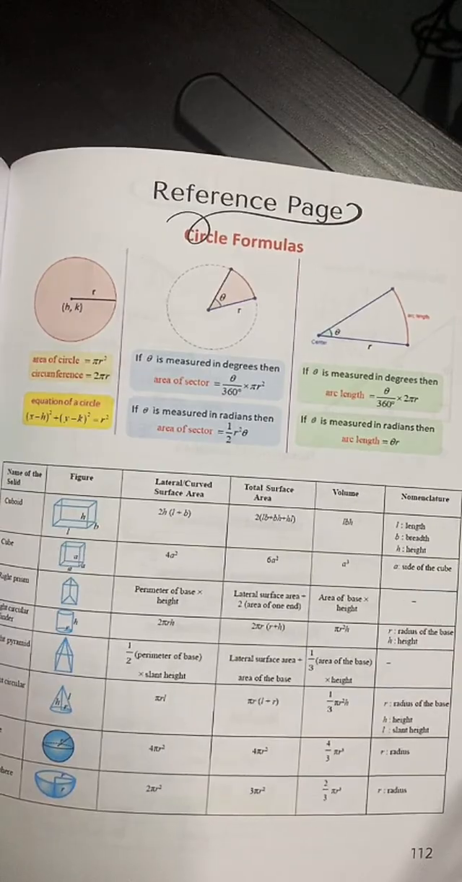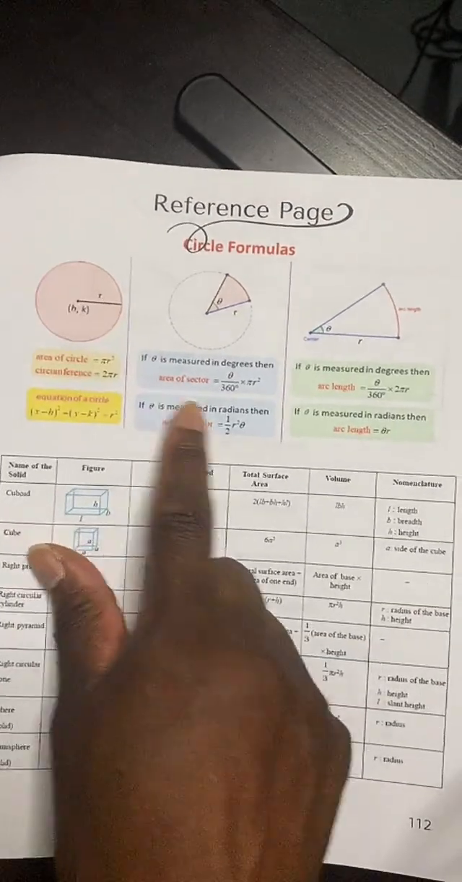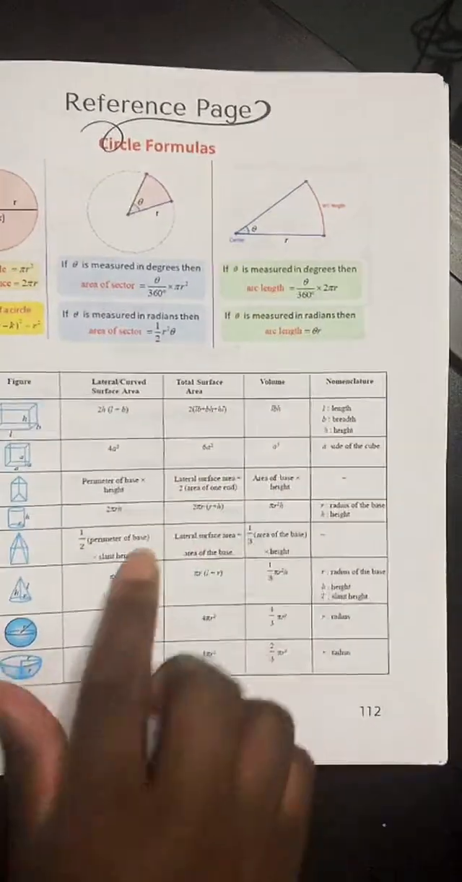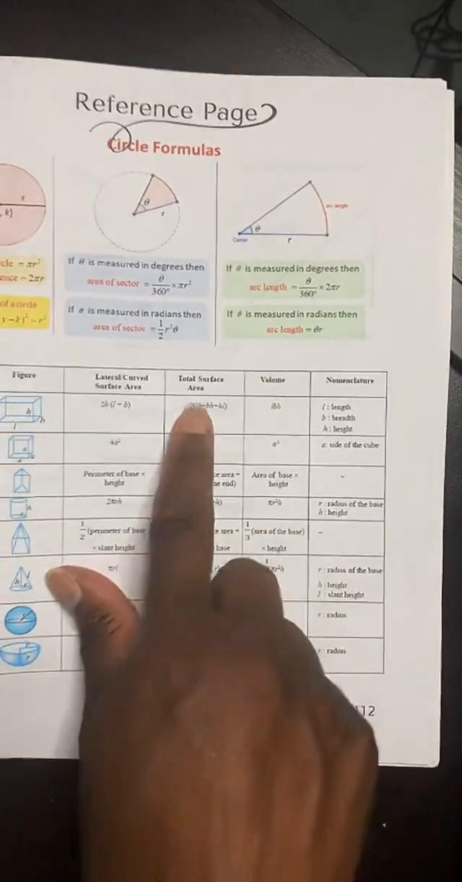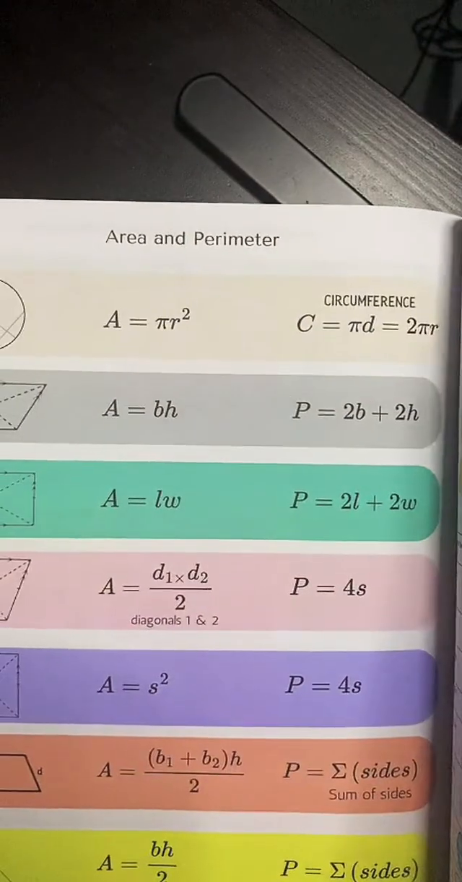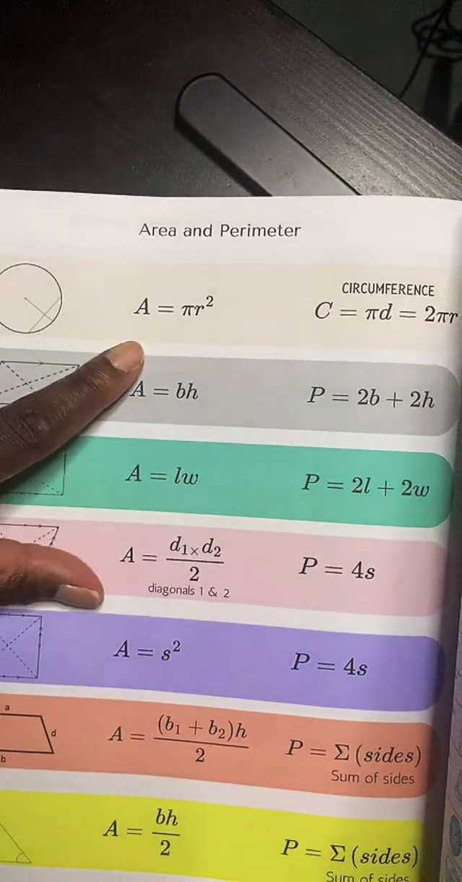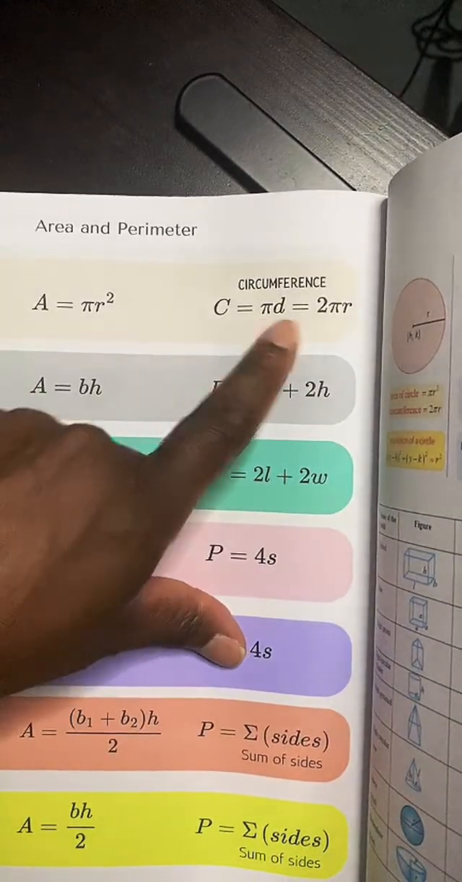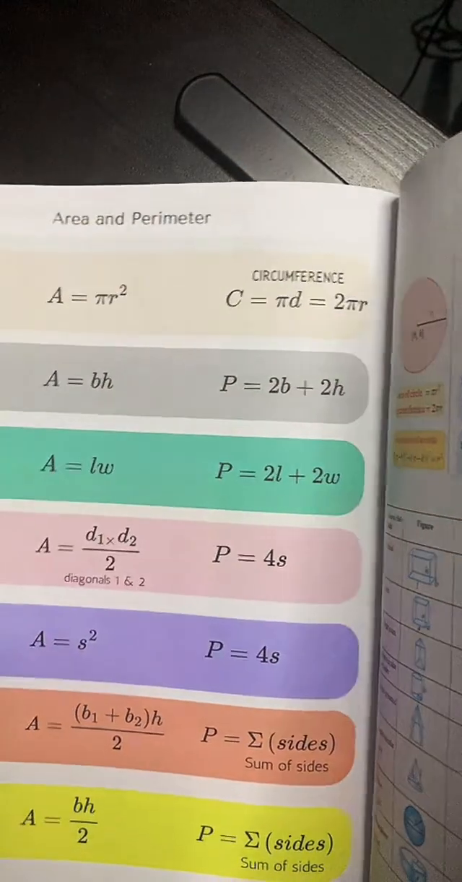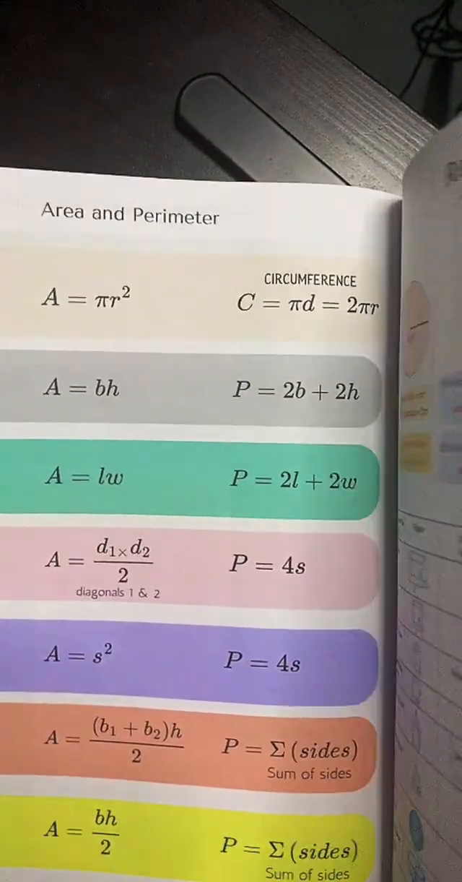All right, so area of the sector, arc length. This is something that you're going to see. The formulas for volume. The formulas for surface area. Then you'll have the area and perimeter. So all those formulas that we just did. Okay, here's circumference, pi d or 2 pi r. All of those are listed here.